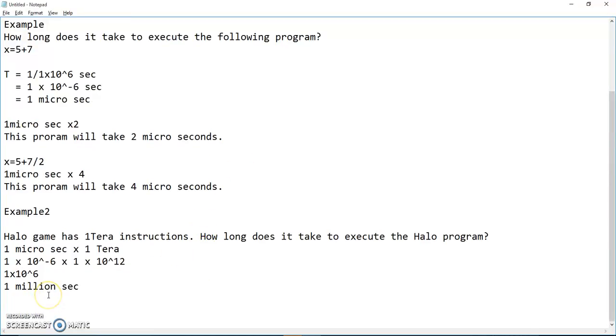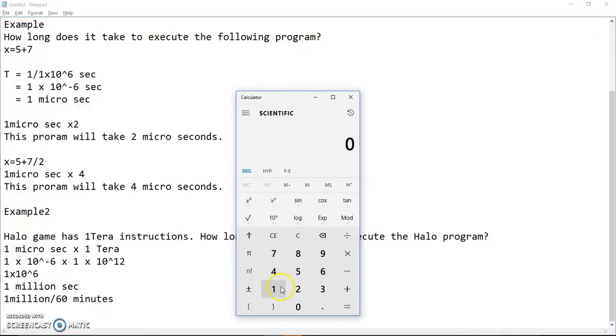So 1 million seconds, you know that you just divide by 60 if you want to change to minutes, right? So if we say 1 million divided by 60, you get minutes, right? That's going to take how many minutes to run the program? We'll use the calculator. 1,000,000 divided by 60. So it's going to take about 16,666 minutes.